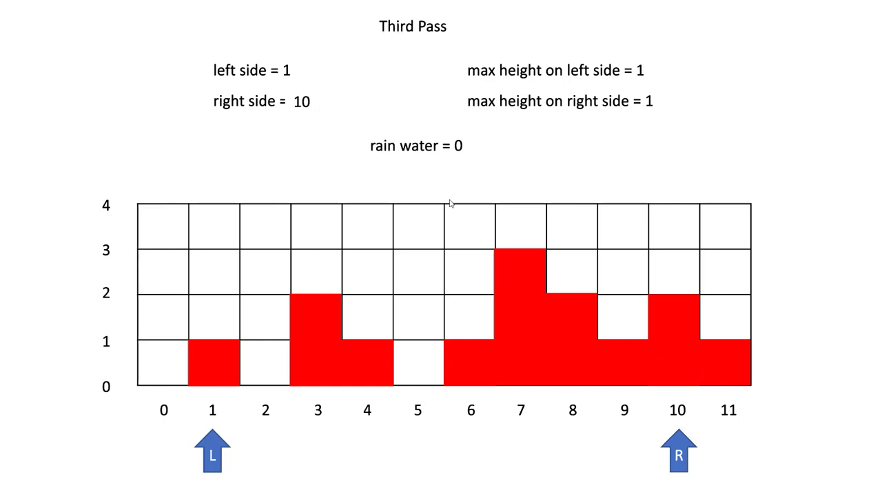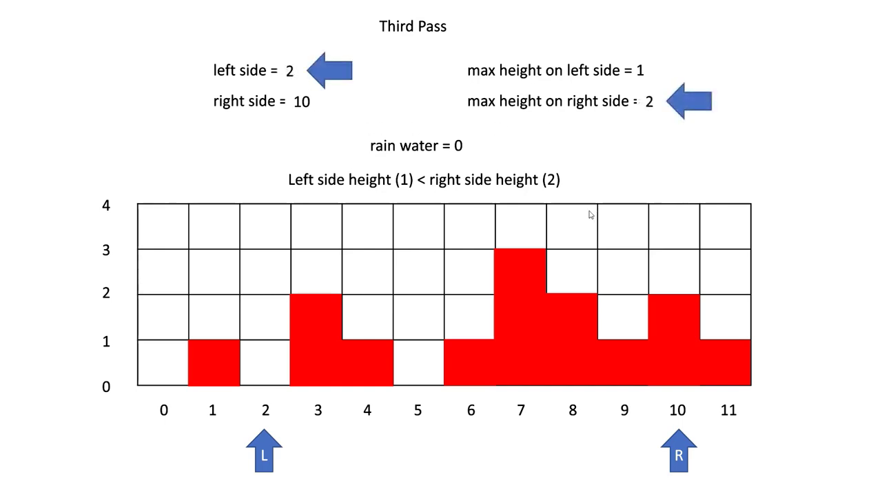So now on the third pass, we've got left side 1 and right side is actually 2 now. The left side height is less than the right side height. So we're going to move the left pointer 1 to the right, making that 2. And we'll also calculate the max height on the right side, which will be 2.